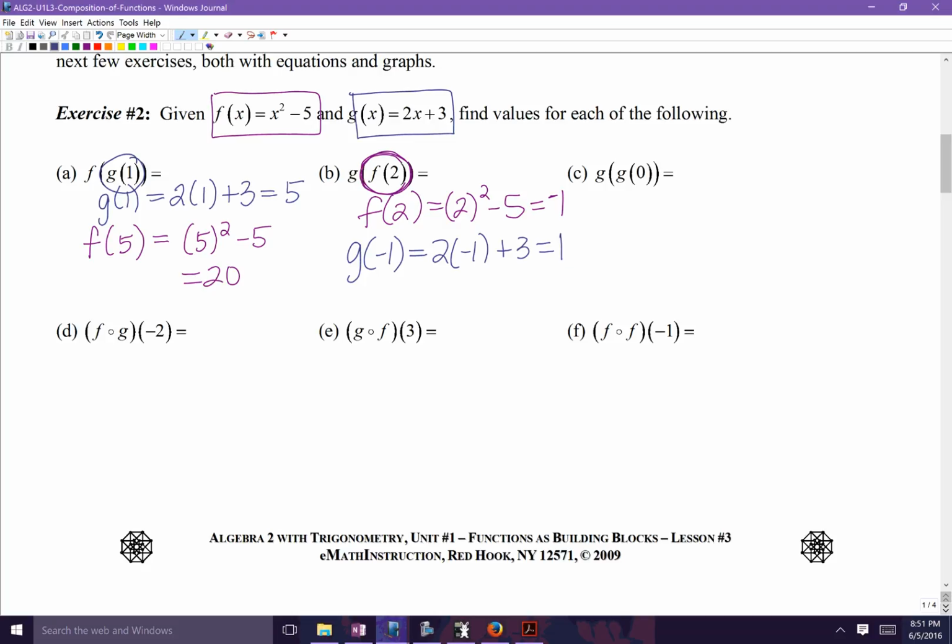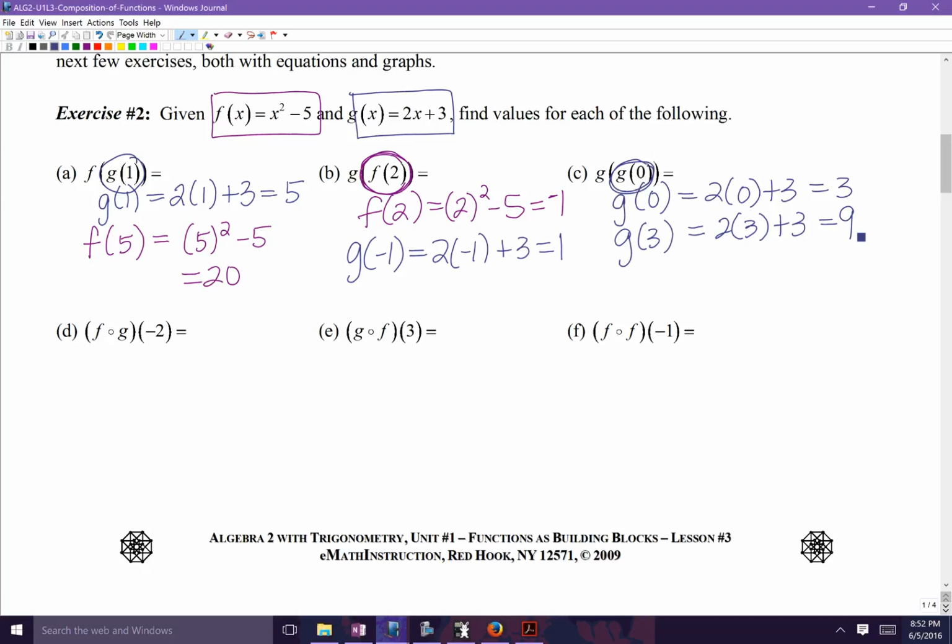And letter C. You are taking the g of 0. So I'm evaluating g of 0, and then I'm taking that value that I get after I evaluate that, and then back substituting it into the g function. So g of 0 has a value of 2 times 0 plus 3, which we know is 3. And now you're going to go back and substitute in 3 in the g function. So 2 times 3 plus 3, 6 plus 3 is 9.